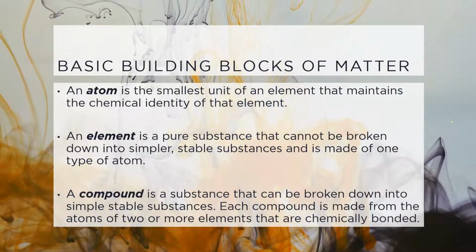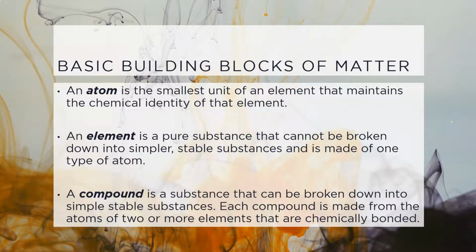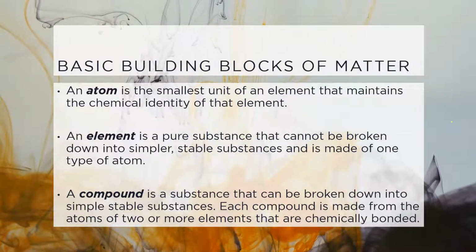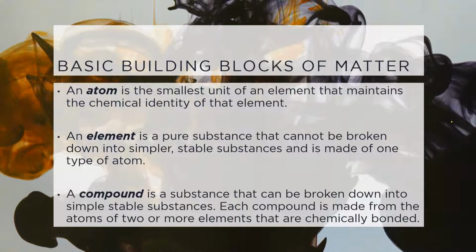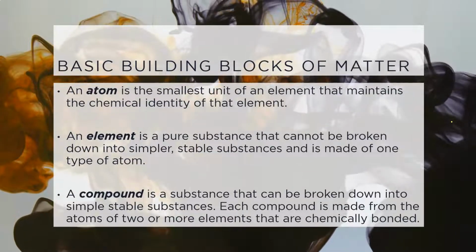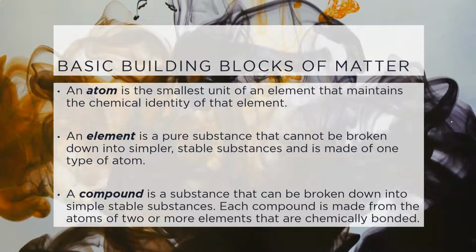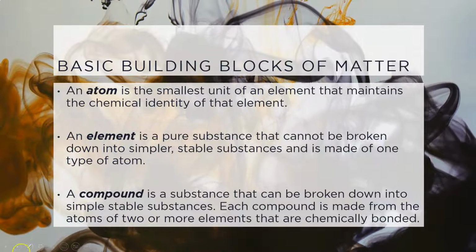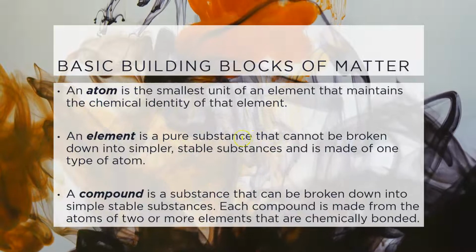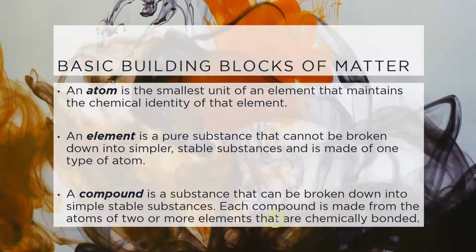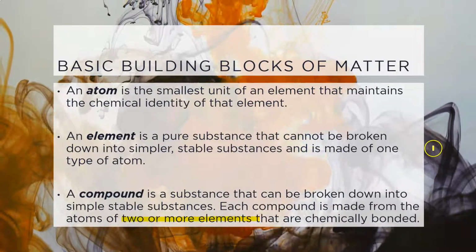If it's not, it's something we call a compound. So water would be an example of a compound. Water can be broken down into simpler substances, hydrogen and oxygen, because it's H2O. And then hydrogen and oxygen are the elements that make up the compound. So the key here is that an element is the simplest pure substance that can't be broken down into a simpler type of atom. A compound is made of two or more elements that are chemically bonded together.